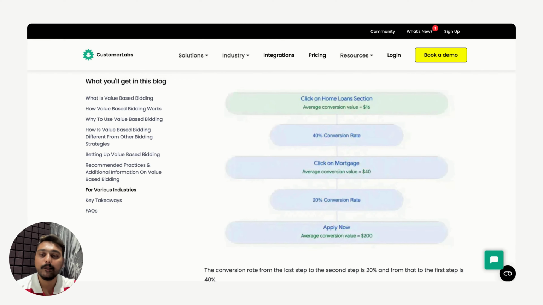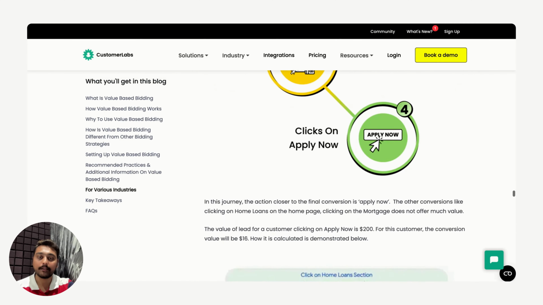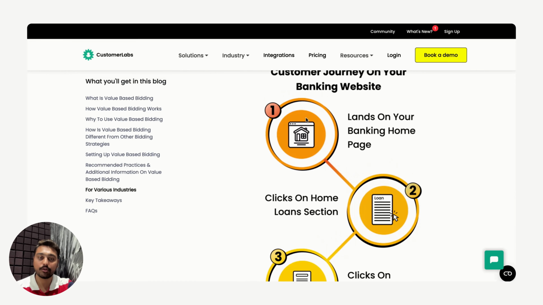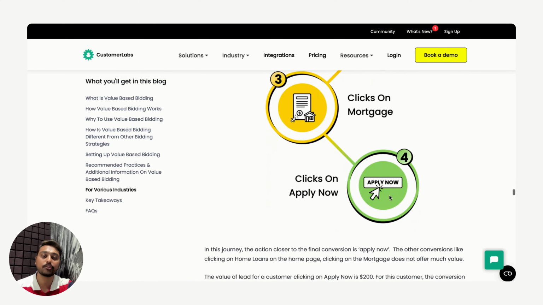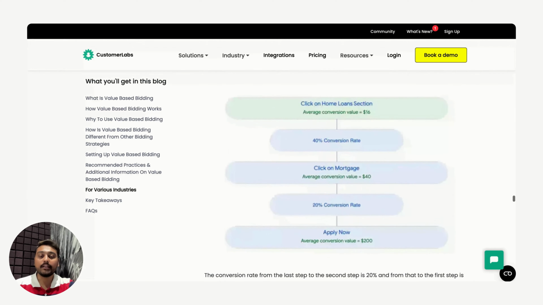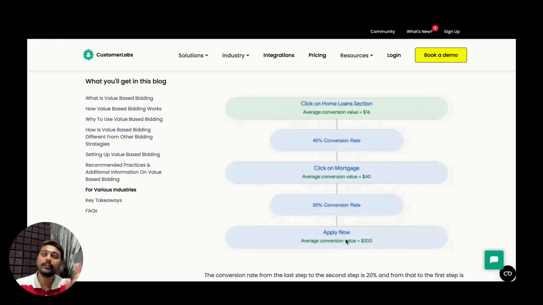Here you can see I have taken a flow of a finance website. A user comes in, lands on your home page, clicks on the home loan section, then clicks on mortgage, and then clicks on apply now. Finally, after they apply, the profit or the revenue that the bank makes out of it is, let's say, $200.